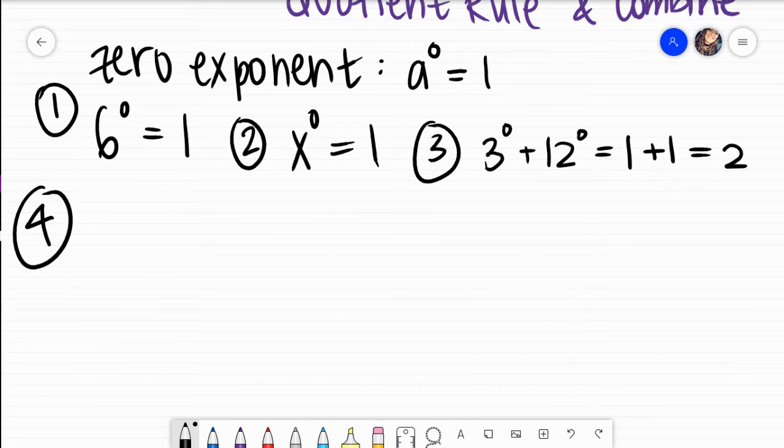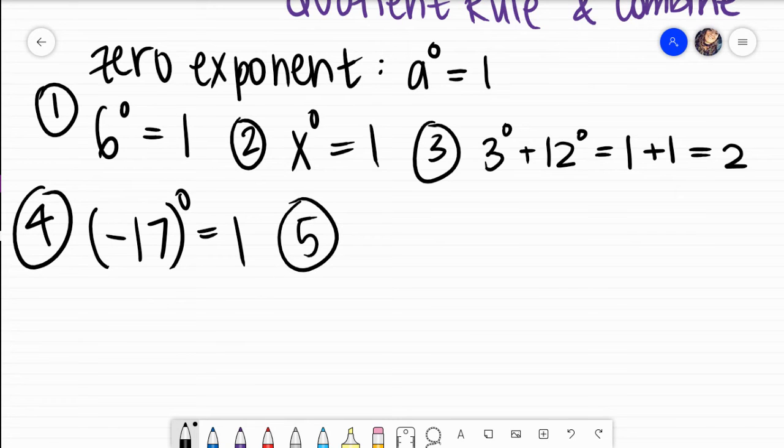If we have parentheses and we have a negative 17 close parentheses, that whole thing, the negative and the 17, is our whole base. I know that that's being counted as one base because of the parentheses. You raise that to the 0 power. Anything raised to the 0 power is just 1. Okay, so here's an example of what I think could be a little confusing or tricky. Say we have negative 13 raised to the 0 power.